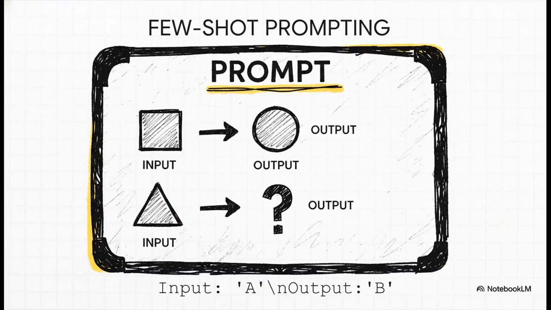You literally just structure the examples right inside the user content. The model sees the input, output pattern. It's smart, it gets it right away. So when it sees that final input, merge sort, it knows exactly how to format the response. This is a total game changer for getting consistent data, like structured JSON or formatted text.